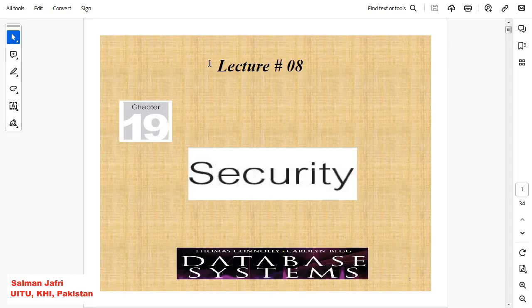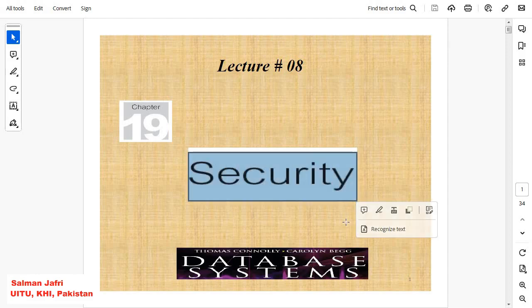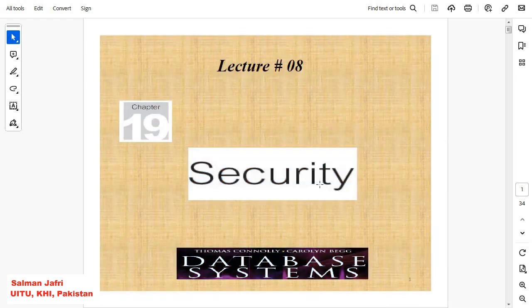In this lecture, we are going to be discussing the security measures in databases, the security concerns in databases, and basically how security can be implemented in databases. Now, security is something very important, not only from the point of view of databases, but in general from the functioning of the organization.